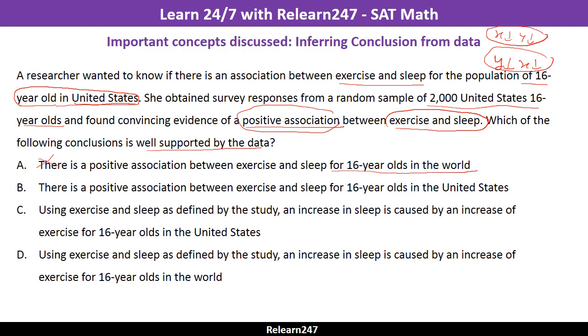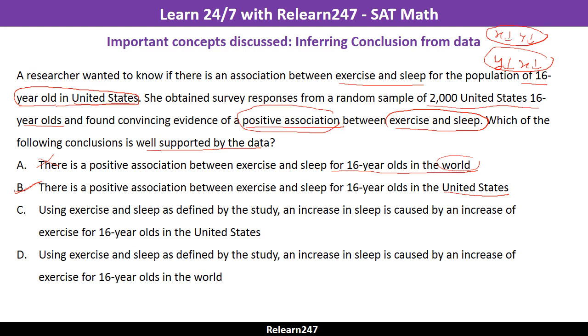Let's see option B. Option B is there is a positive association between exercise and sleep for 16-year-olds in United States. So this is something which we discussed in option A, right? Instead of world, if it would have been United States, this would have been the correct answer. And in option B, it gives us the United States. So option B is correct here, and we would mark option B. So remember, if we would not have read the whole question and understood which country or world they were talking about, we would have chosen option A, which would have been wrong. So remember to understand the question and then choose the correct answer. So option B is correct for this question.